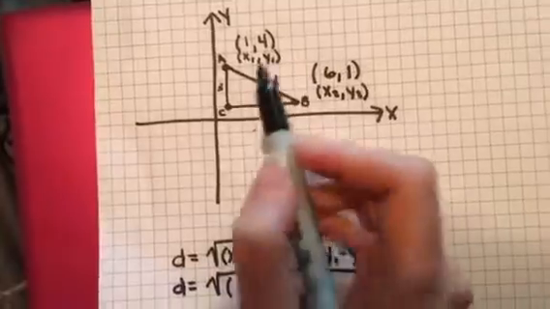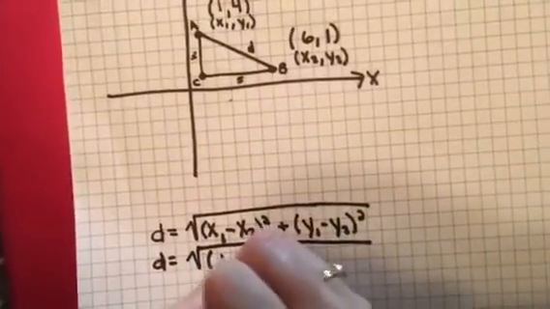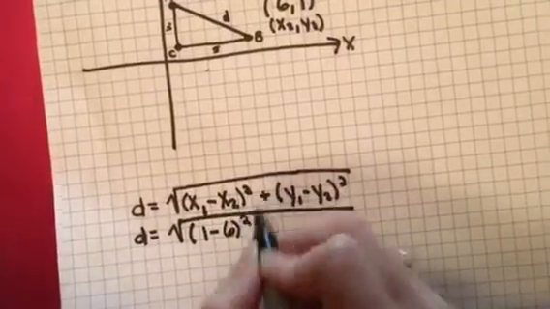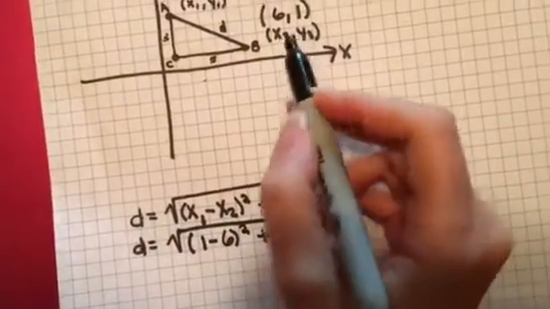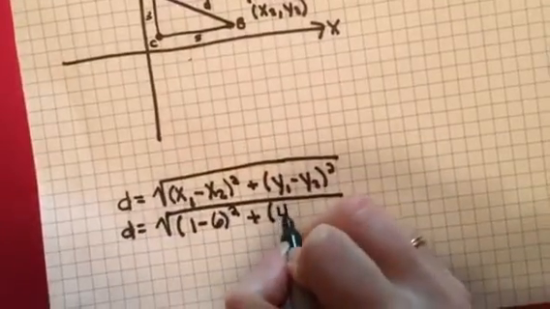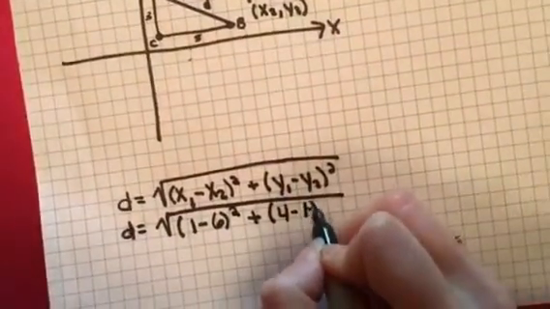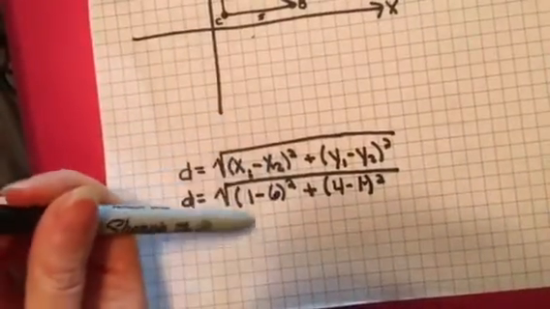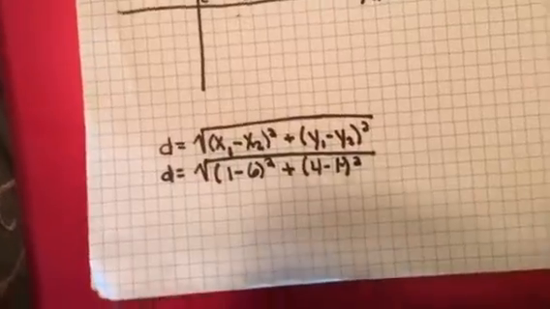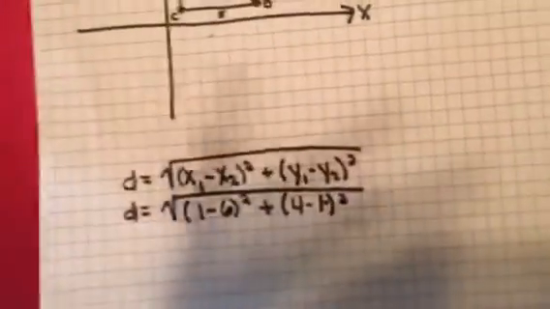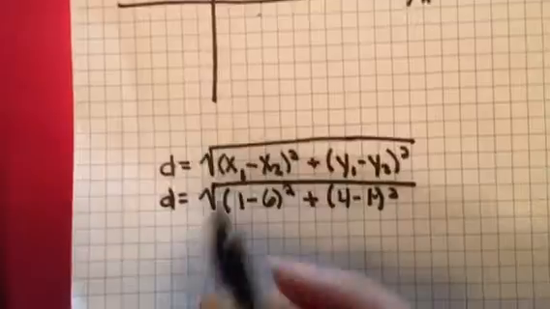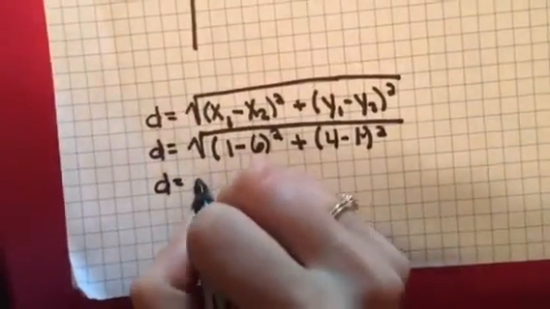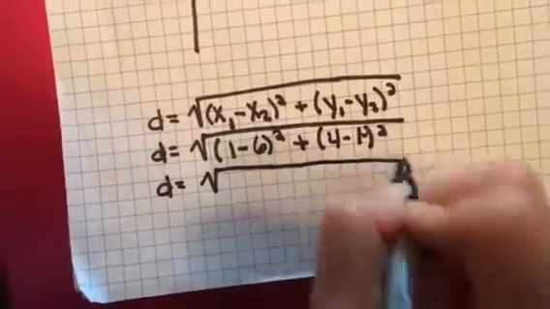So let's see. x1 is 1 minus x2, which is 6. And I square that. Plus y1 is 4 minus y2 is 1, and then I'll square that. So the only difference between this one and this one is I've plugged in my number values. Okay? All right. Now I'm going to just do the math because I have all of my number values plugged in, so I'm just going to figure out what these number values tell me.